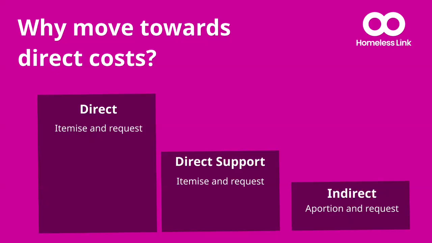We would expect the majority of costs being asked for a specific project to be direct, usually staffing, and we want to itemise these and request them from a funder. Then we have the direct support costs, which are again itemised. These are usually less overall than the direct costs because they are shared with others. And finally, we have the indirect costs, and we don't itemise these contribution to running costs. We present them as a lump sum.